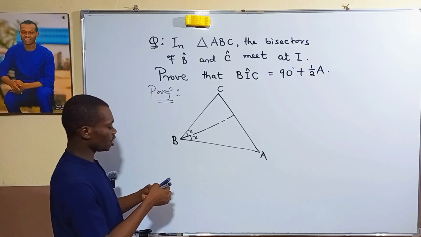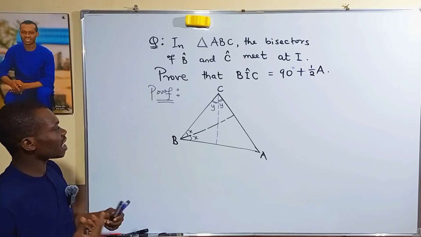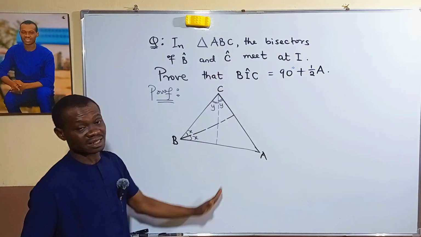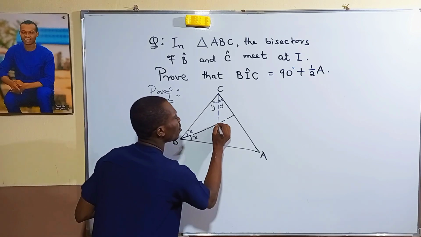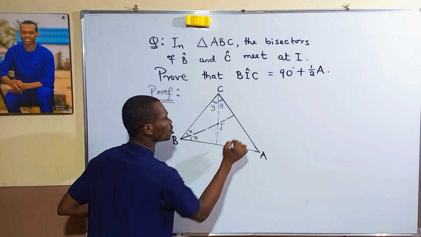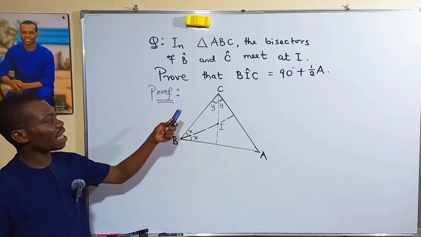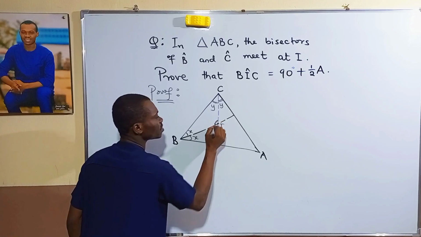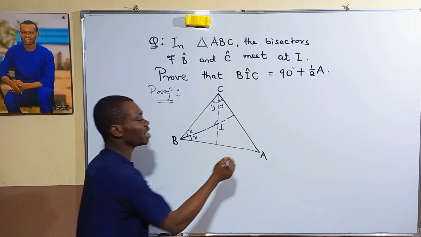Now, what's the other information? There is another bisector on C. Now, the question further says that the two bisectors, the one that bisected C and the one that bisected B, met at a point. Let's say here is the junction of their meeting. That point, the question calls I. So they met at I. We are now asked to show that angle BIC, this angle here, is equal to 90 plus half of this other angle A.